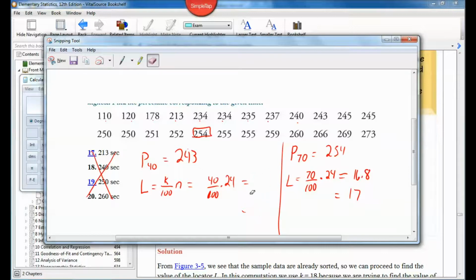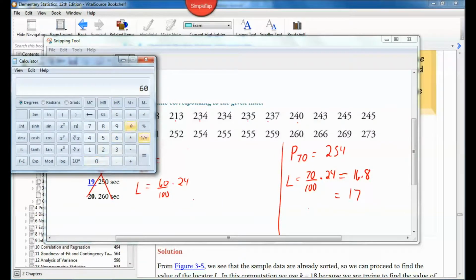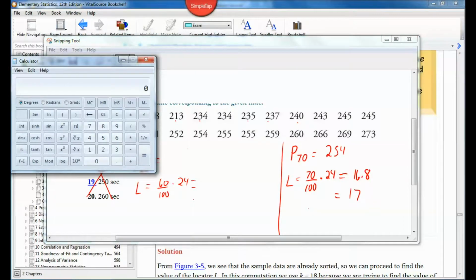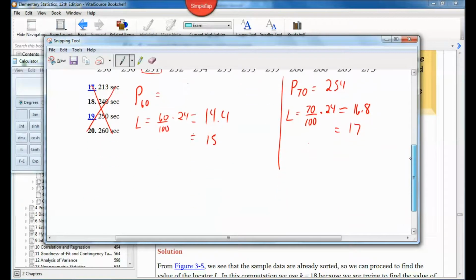Let's do the 60th percentile. All right, so if I find the 60th percentile, first we need to find L. L would be 60 over 100 times 24. Yeah, 60th is still going to give us a decimal. Let's see. 14.4. Even though this is 0.4, we still round that up to 15. It doesn't say just round. We round up. So this would be the 15th term. So 251. Let's try the 50th percentile.